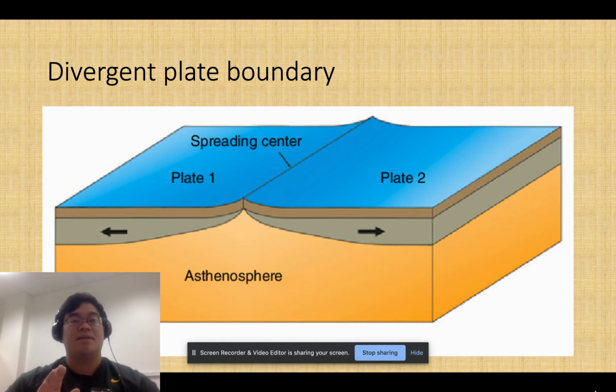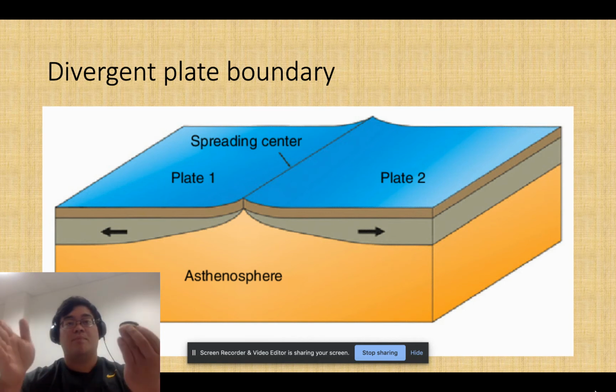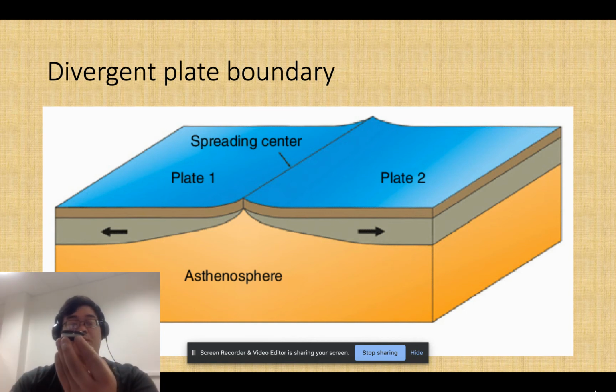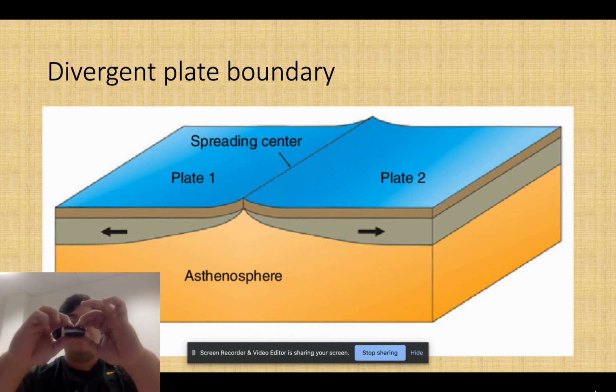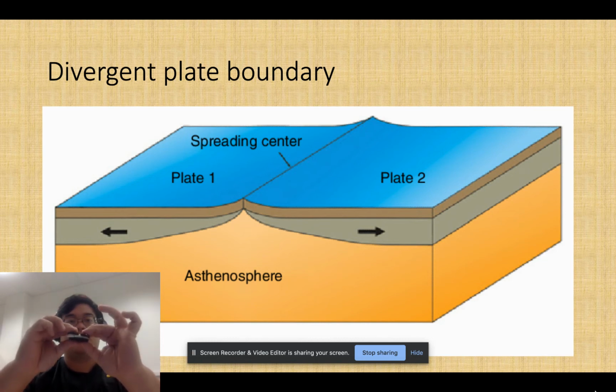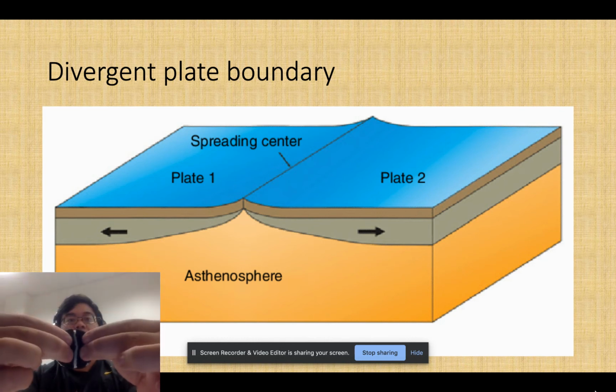It means there are two plates moving apart from each other. So that's what we're going to do with this cookie. Now, I want you to press down with the cookie, and I want you to move the two pieces of cookie away from each other.